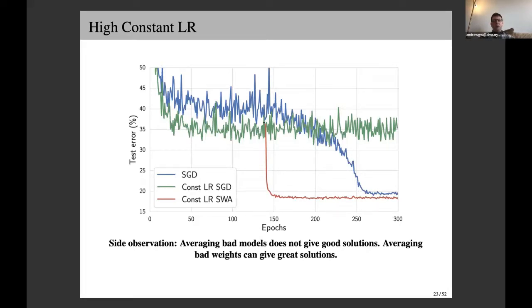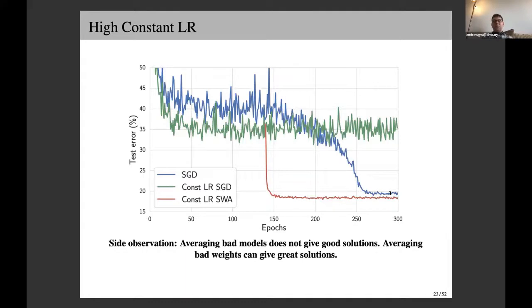But we still are able to see the benefits of this averaging procedure, where at about epoch 145, we start averaging and we see that we find a solution that generalizes better than if we use a standard learning rate schedule after 300 epochs.